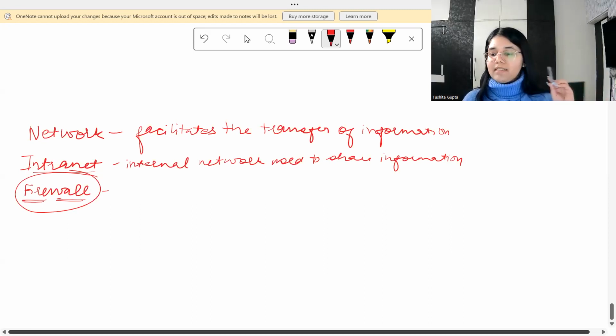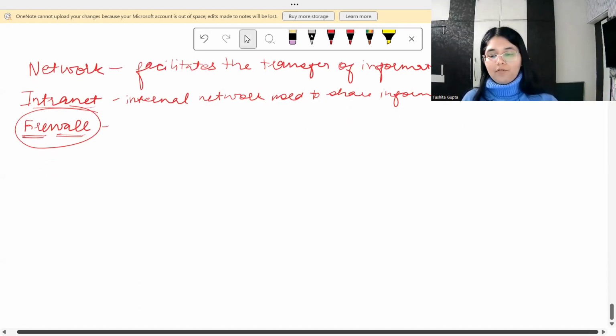So a firewall will send away any unauthorized access from outside. It will not allow anyone from outside my organization to access any information which I have shared on my intranet. So this is what a firewall is.